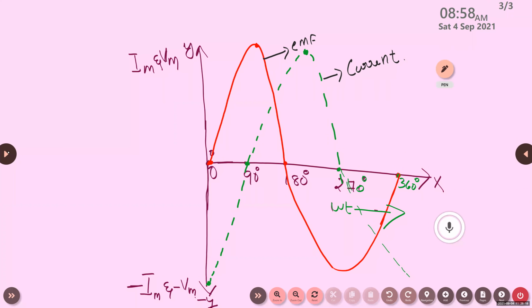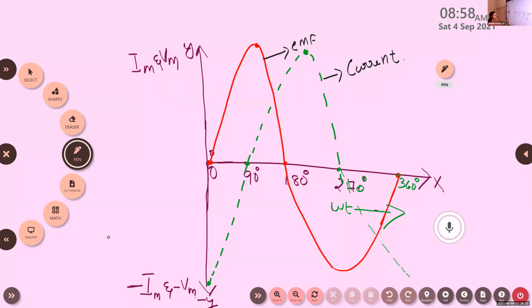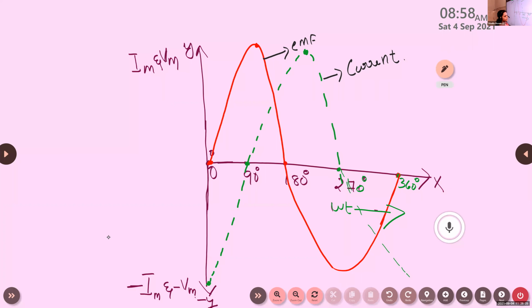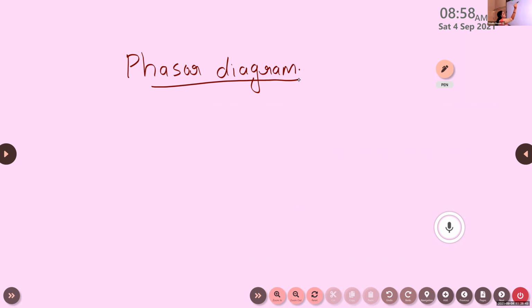Yes, ma'am. Now we are going to discuss the next step, the representation of phasor diagram. Phasor diagram for AC voltage through inductor. What is the use of a phasor diagram, students? What do you mean by phasor diagram? To represent the phase angle. Yes, it is used to represent the phase angle with respect to the origin.